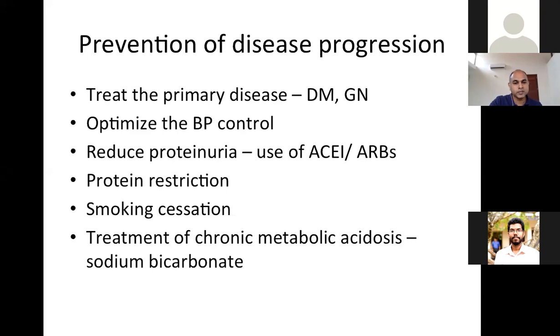progression of kidney disease. Then smoking cessation is another important thing you need to advise these patients, because that also has an independent effect on renal progression. And also there is some evidence that treatment of chronic metabolic acidosis in CKD can be useful in delaying progression. So these are some of the things that you can do to delay the disease progression.